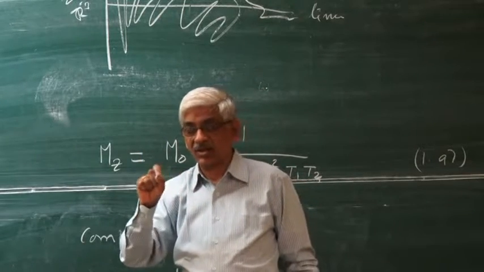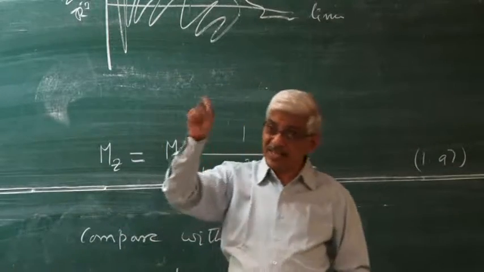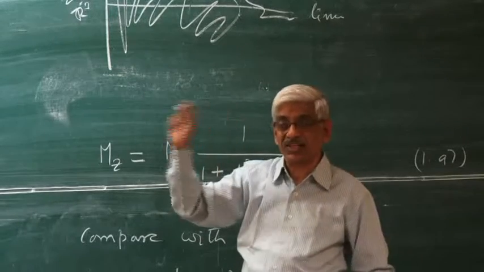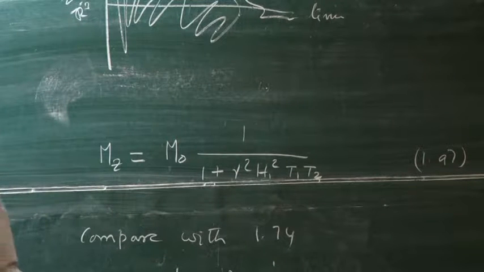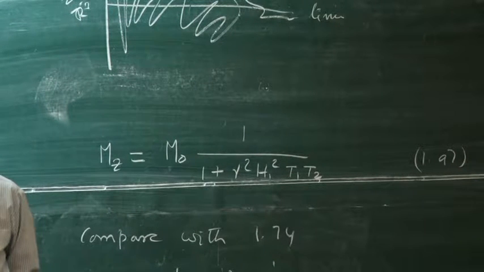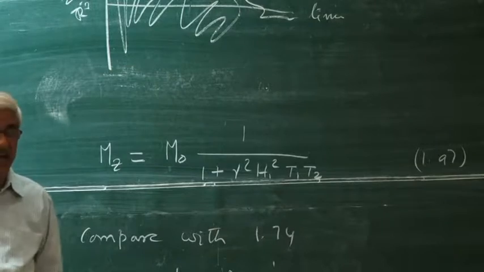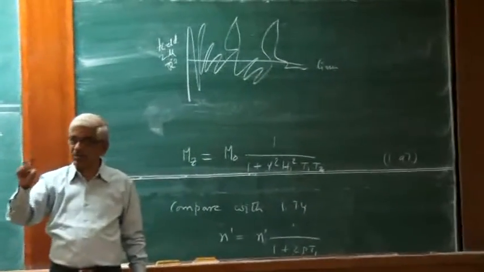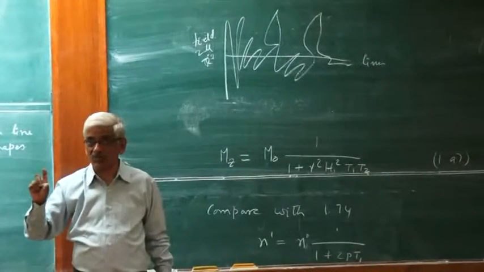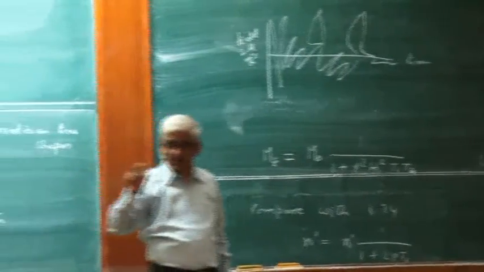And therefore it will cause a transition. It is these fields which actually cause a transition. Just as in case of stimulated transition by your RF, here it is the fluctuating field which is having a component at that frequency, and therefore it causes a transition. That is how it brings about the relaxation phenomenon. So this is T1.